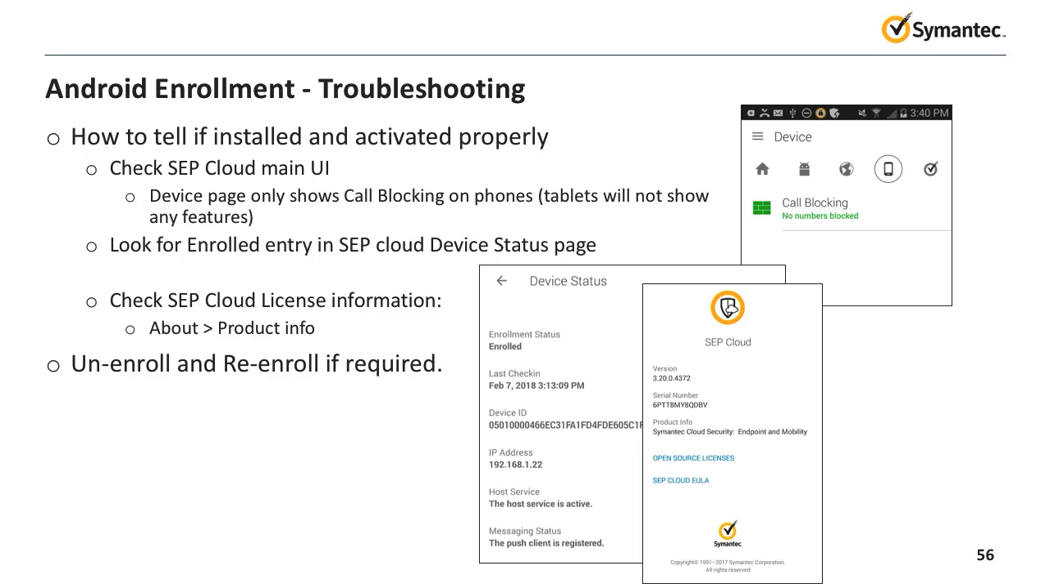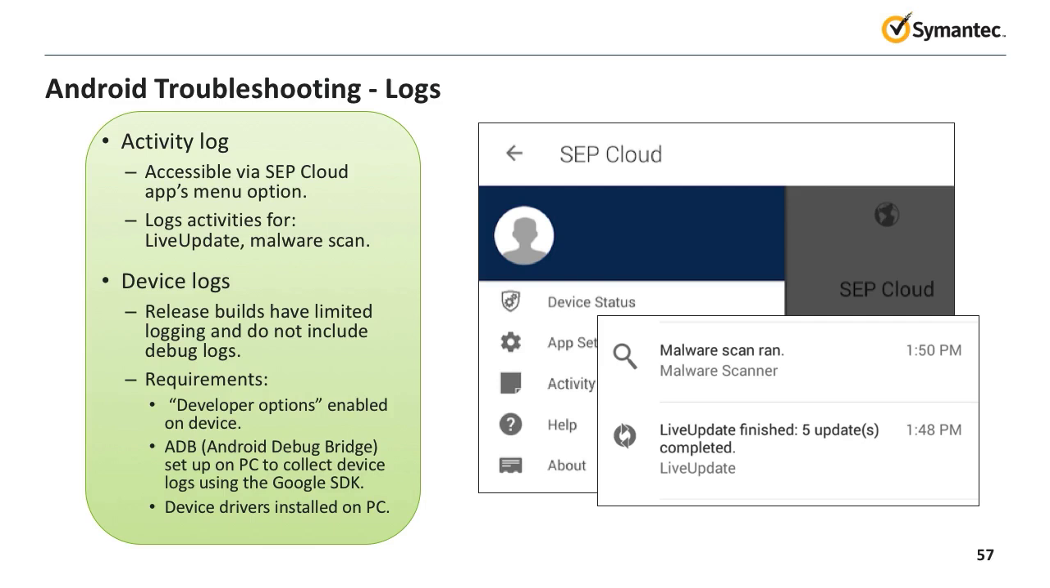If needed, you can verify the SEP Cloud licensing information using the About Product Info screen in the SEP Cloud application. Should initial enrollment fail, unenroll and re-enroll to begin the process again as you would for other operating systems. Should you need to gather additional log information from the device itself, there are a few options.